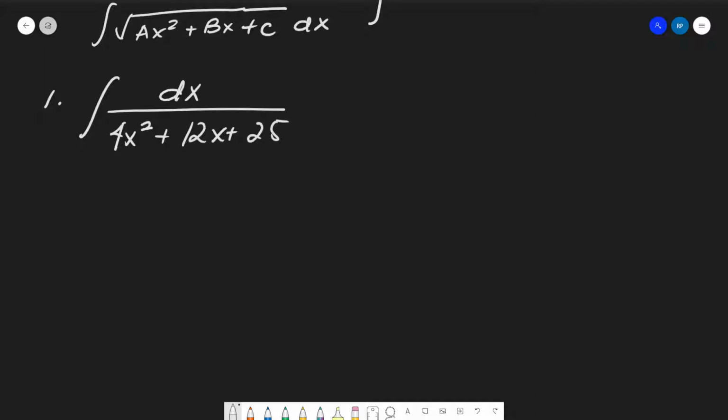Kunin muna natin yung quadratic expression natin. We have 4x squared plus 12x plus 25. Obviously, this is not a perfect square trinomial. So paano ba natin gagawin? First step, magiging ganitong form kasi siya. Kunin natin yung square root ng first term, which is obviously 2x.